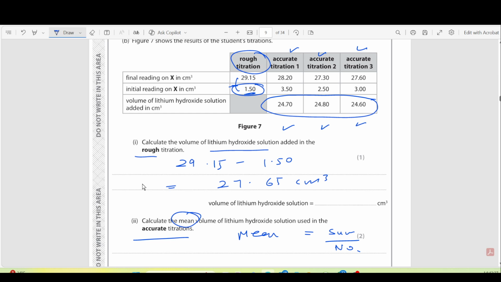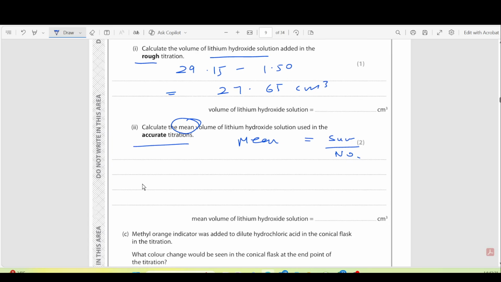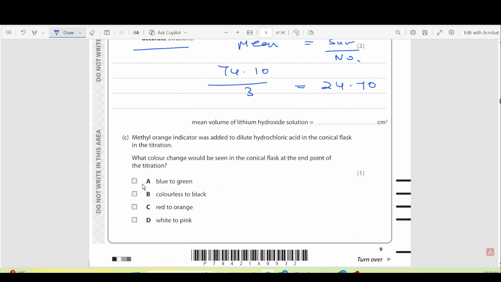Suppose there are 4, so we add 4 and then we divide it by 4. Okay, so by adding these three, if you add them, you'll get 74.10, and we divide it by 3, which will be 24.70 centimeter cube, and that's our answer.